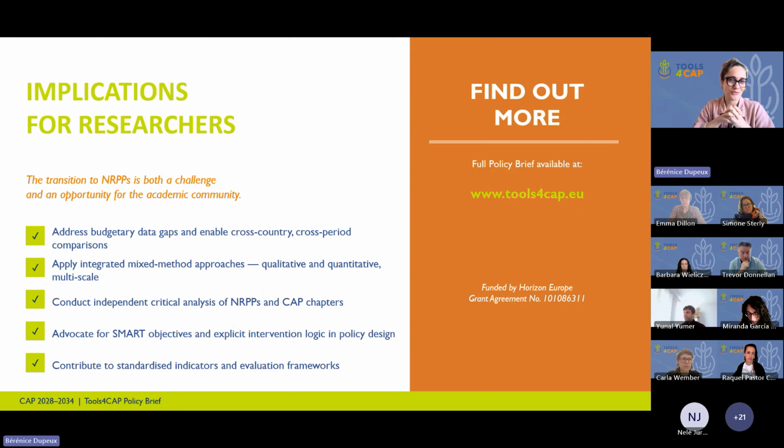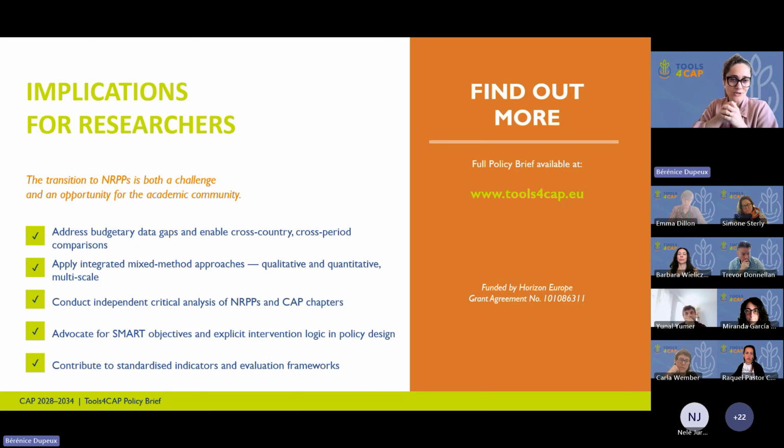Finally, a few implications for the research community. We think that this is as much a challenge for researchers as an opportunity. There will be a need to address budgetary data gaps and enable cross-country, cross-period comparisons in order to inform policymakers. And the need to integrate mixed approaches, as much quantitative and qualitative methods at different scopes, regional, national, will be further strengthened to ensure coherence.